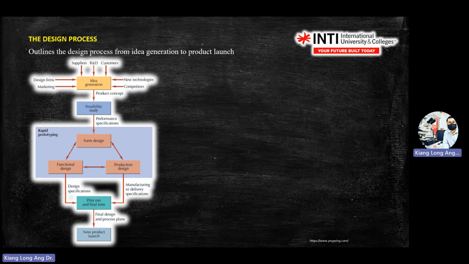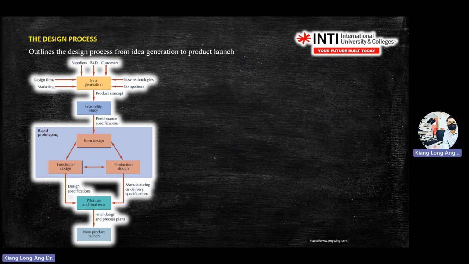Now, once you go into rapid prototyping, you will go into the final test. After you have the sample or prototype, you go for the test, then you release the product as a new product. So these are the main blocks that we go through one by one in chapter 7. Okay, so again, this is a very important block diagram.